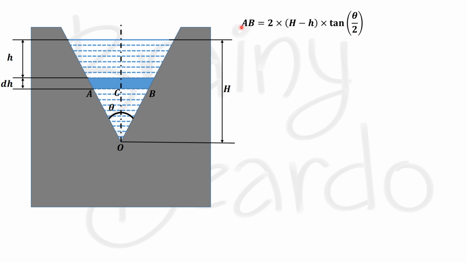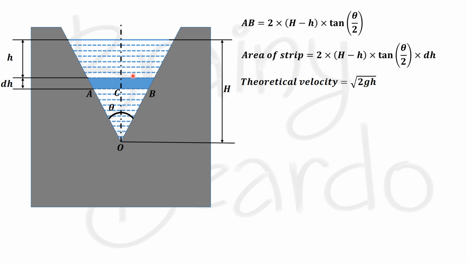Now, when we substitute this value of AB in the area of strip equation, we get area of strip is equal to 2 into capital H minus small h into tan theta by 2, that is AB, into the height, that is dh. Now, we all know that the theoretical velocity of the fluid flowing through this particular strip would be because of the height h. So, we can say theoretical velocity is equal to root of 2g into small h.